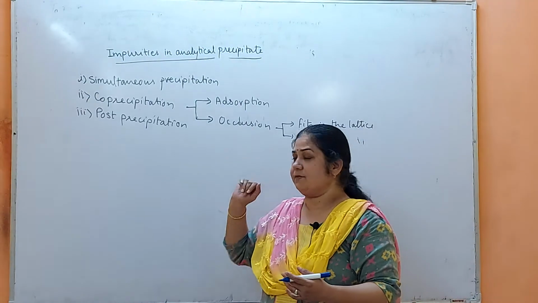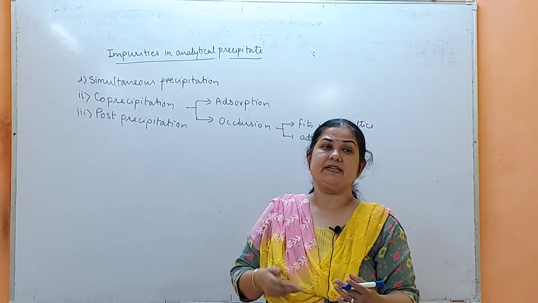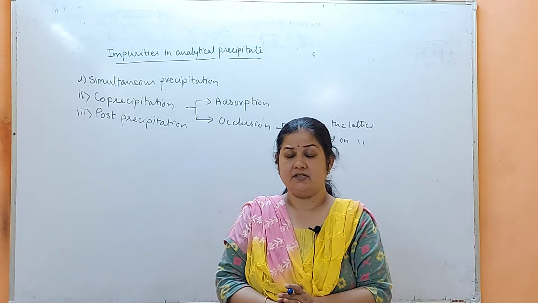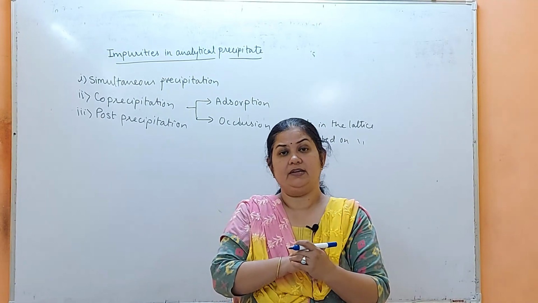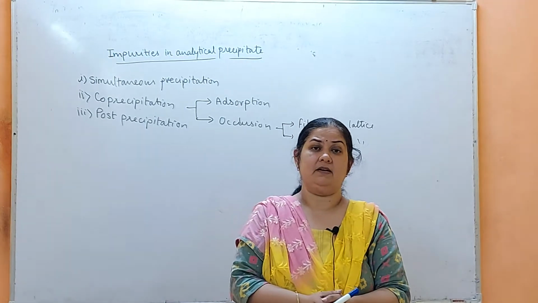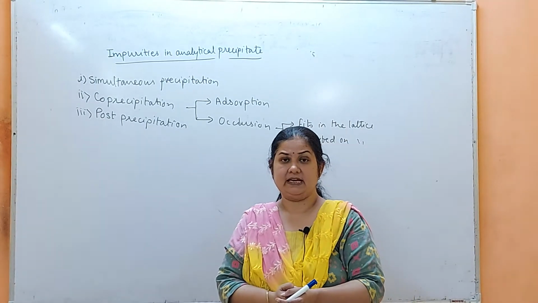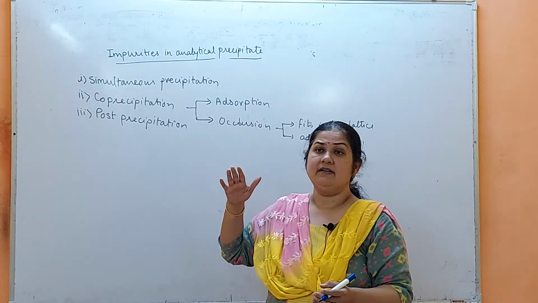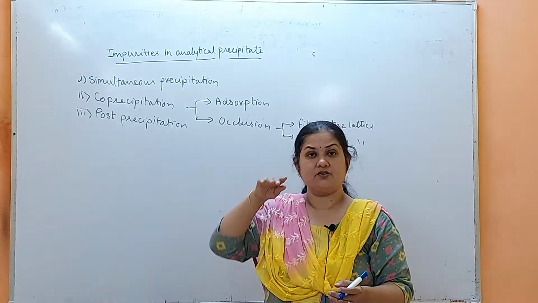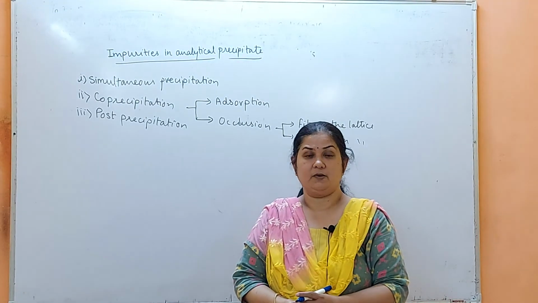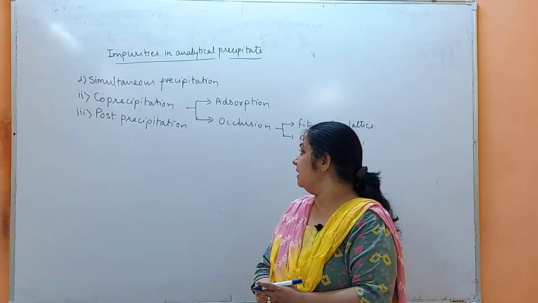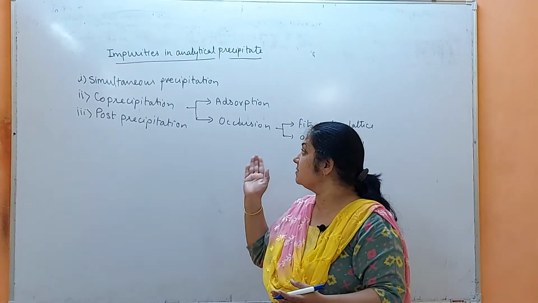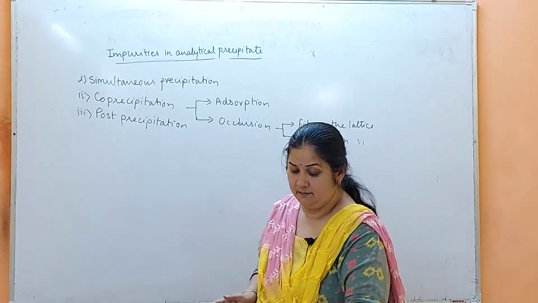Now next is post precipitation. Post precipitation means what? After a longer period of time of precipitation, the introduction of impurity takes place. For example, when we are precipitating calcium as calcium oxalate, the oxalate ion gets adsorbed on the surface of calcium oxalate, and this can be removed during digestion. So there are various processes by which these impurities can be removed.